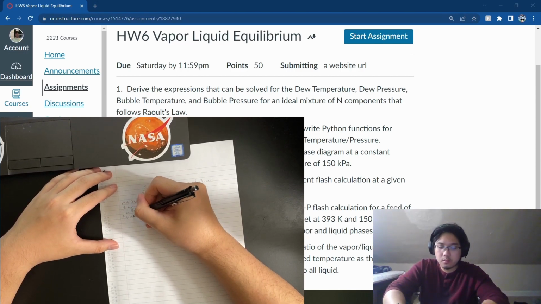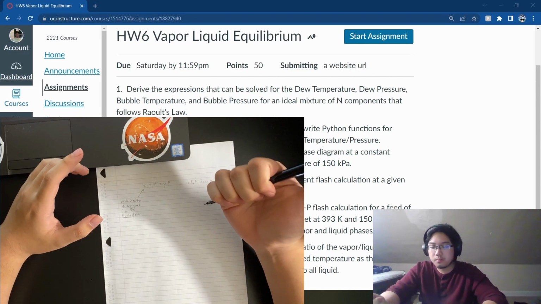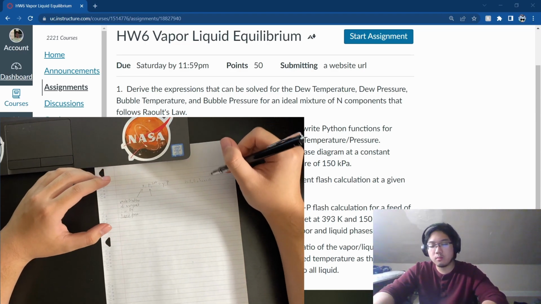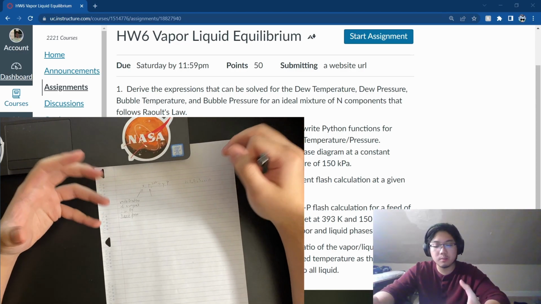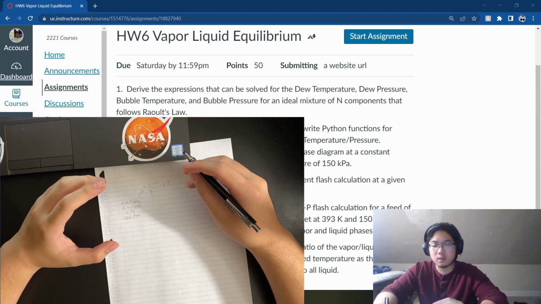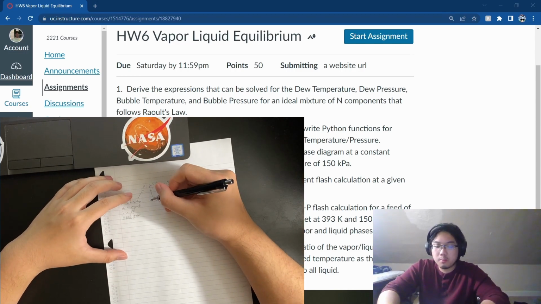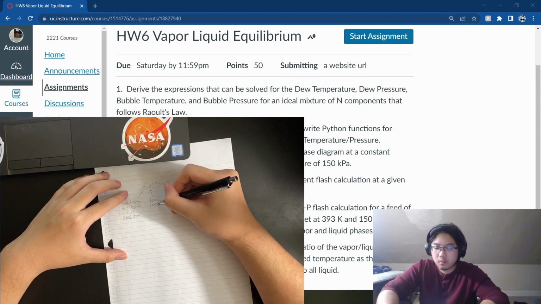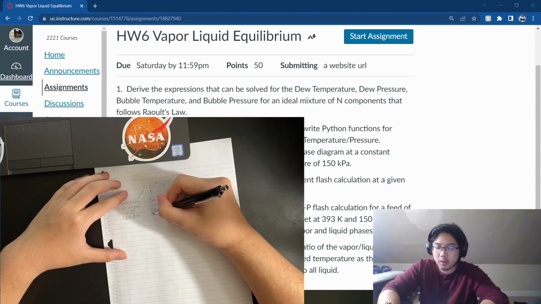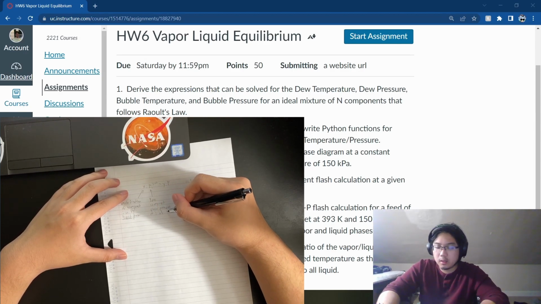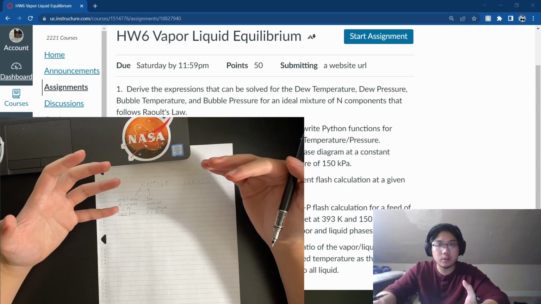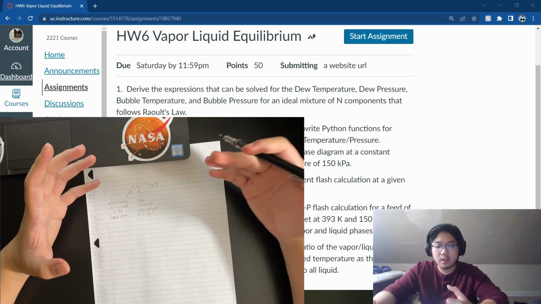So x here will denote liquid. Next, we have our pi sat, which is the saturation pressure of component i. To put it into a more relatable definition, we could say that it's the pure component vapor pressure of component i at your designated temperature. That could be from the Antoine equation, or simply if you have some other means to get that value.